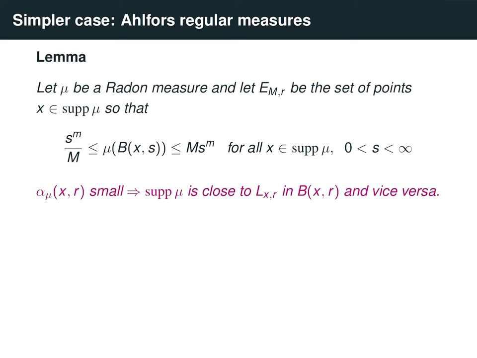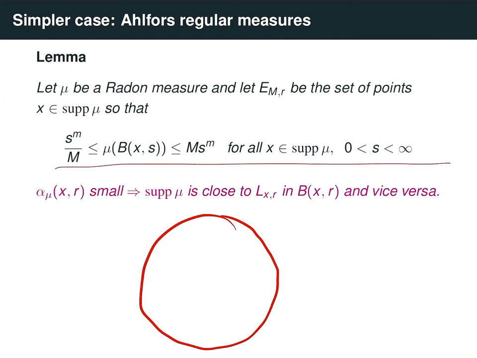So to summarize, basically the mantra that we're going to have in this video is that whenever we have the measure that we're considering, such that this is satisfied for all x in the support, so ignore that. So I'm using Radon measures such that these inequalities are satisfied. When the alpha number is small, then not only do points in the support inside this ball lie close to L_{x,r}, but also points in the line lie close to the support, which means that the support of our measure looks something like this. It's a bunch of points that are close to and distributed roughly like the line L_{x,r}.